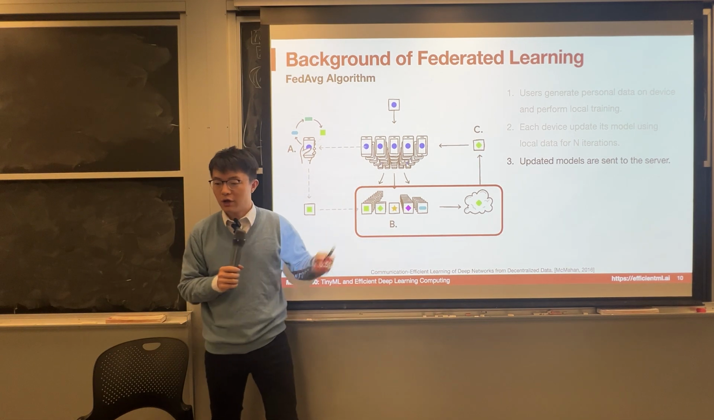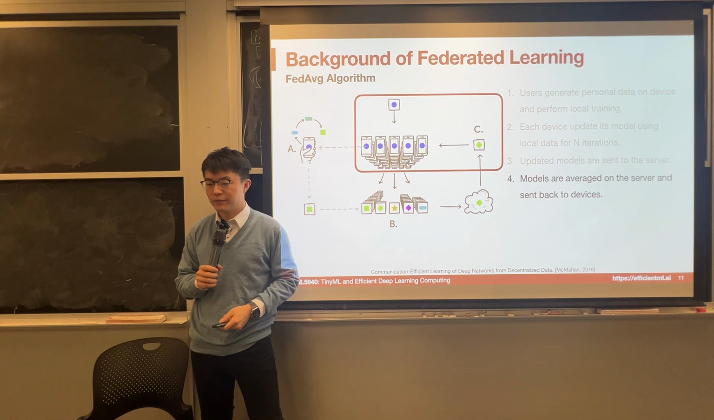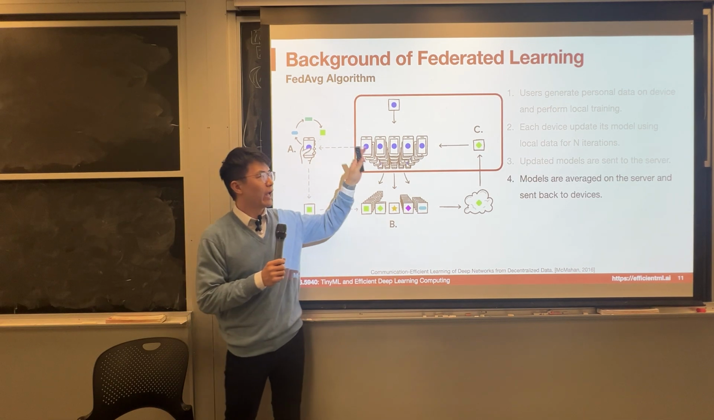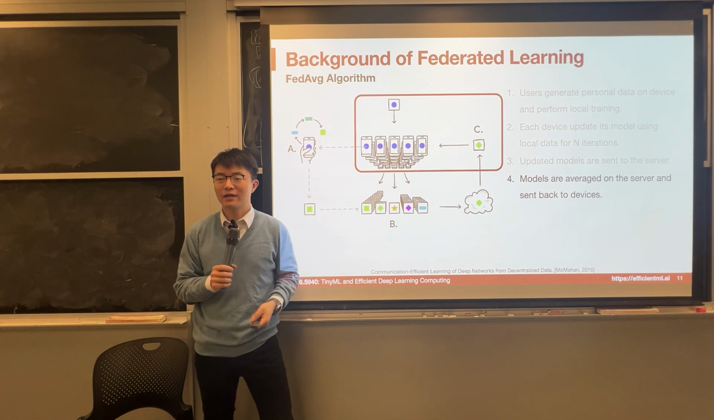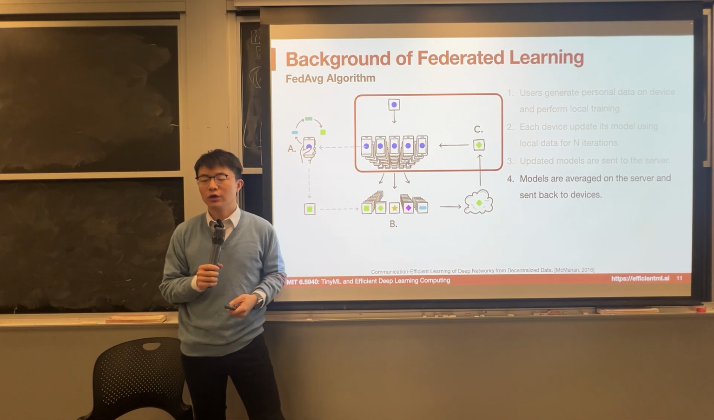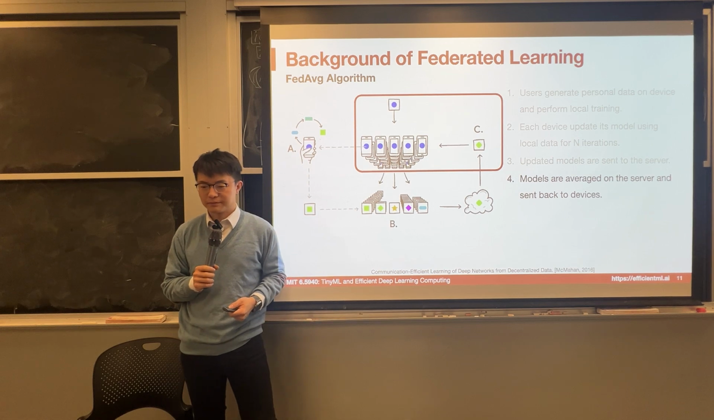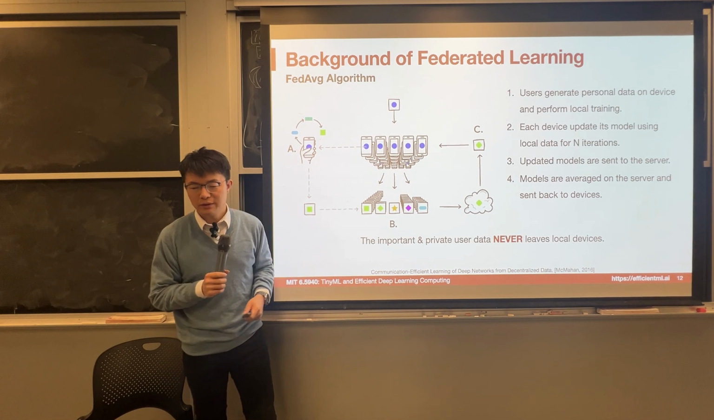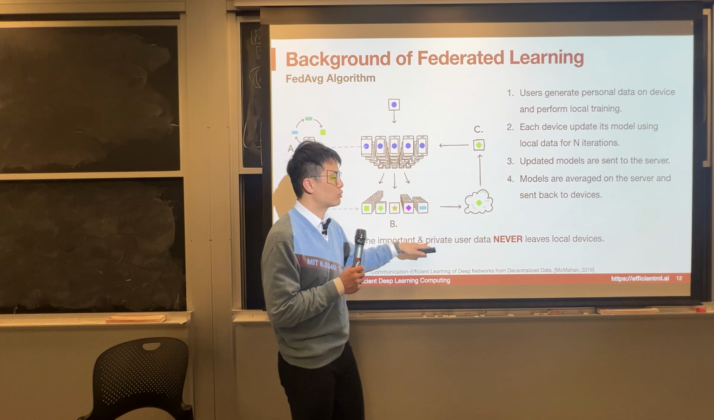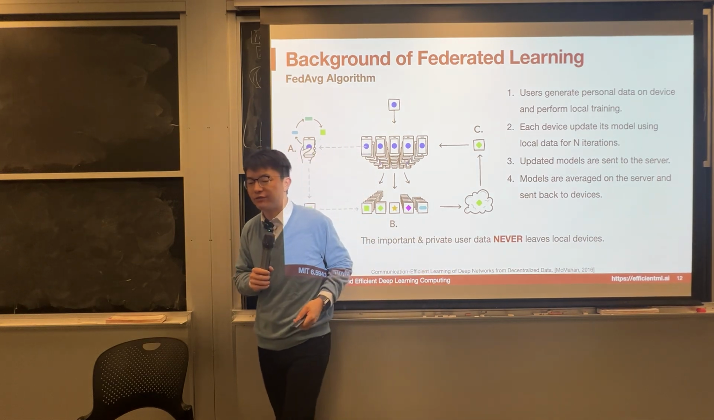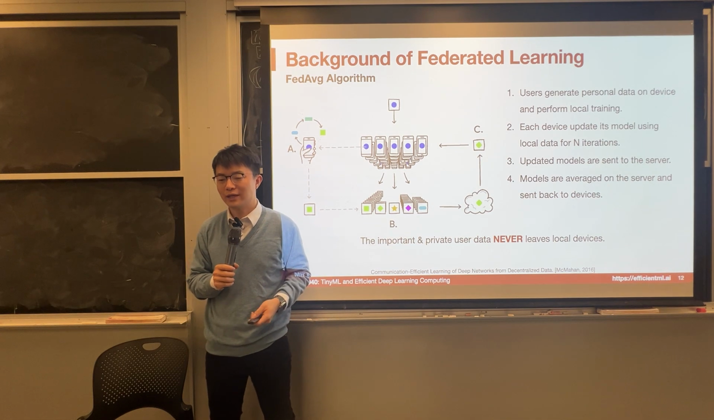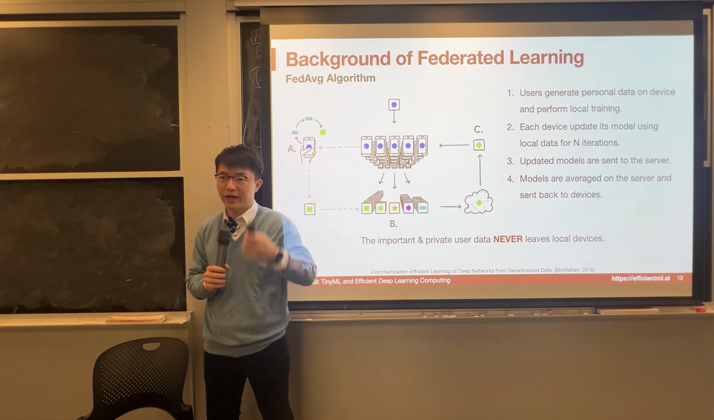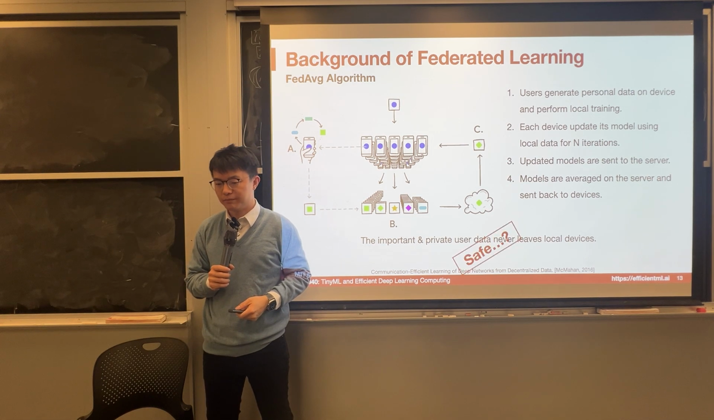So those models are sent to the server. The server will average the models coming from different devices and then send back the updated model to each device. So in this cycle, the important private user data doesn't have to leave the device. You only transmit the gradient or the weight update. So that is the FedAvg algorithm.